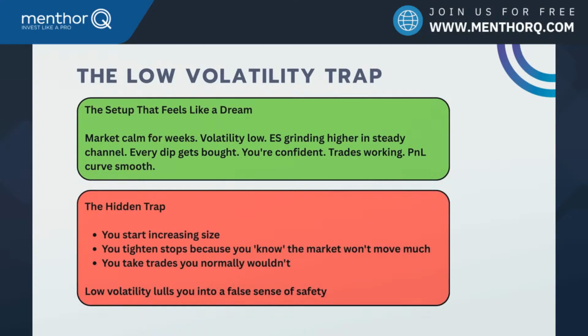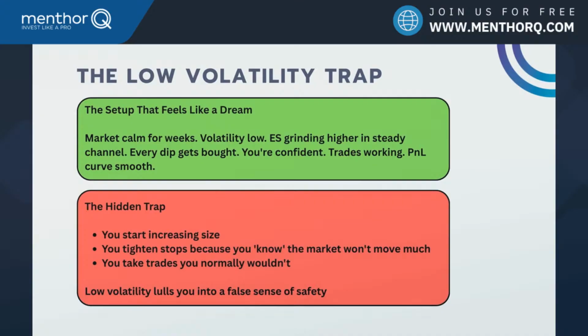All right. So now we're going to another situation that a lot of you are probably going to be familiar with. The low volatility trap. This is very common in the market. So the market has been calm for weeks. Volatility is low, and ES is actually going higher in a steady uptrend or a steady channel. Every dip gets bought. We see higher highs and higher lows. So this is the perfect trending environment for a trader. And obviously, you're having a lot of success here. You're confident, your trades are working, and your P&L curve just keeps increasing.